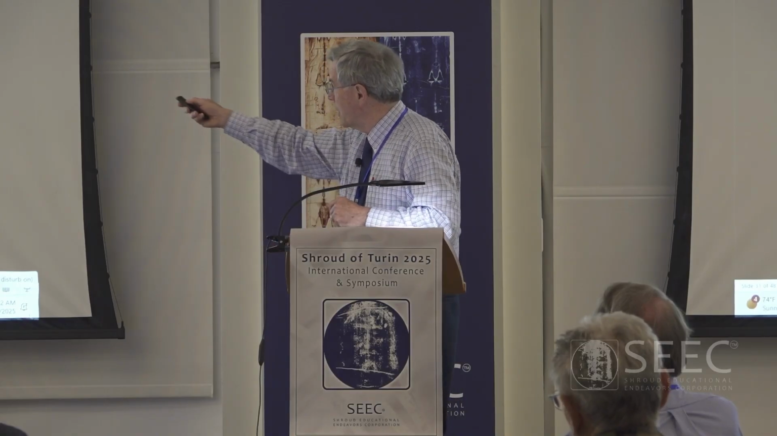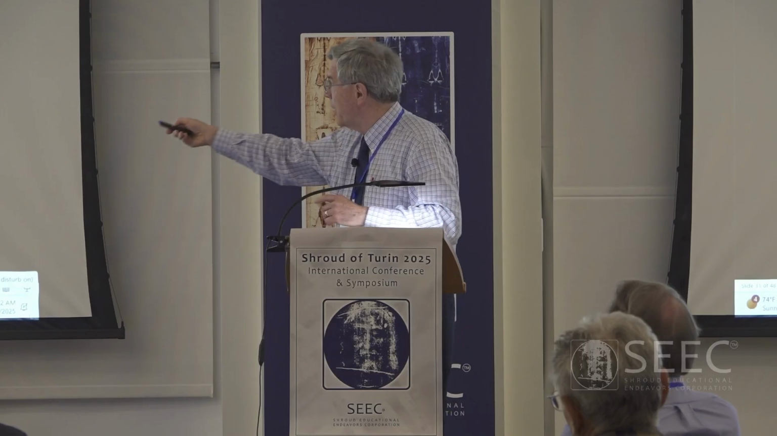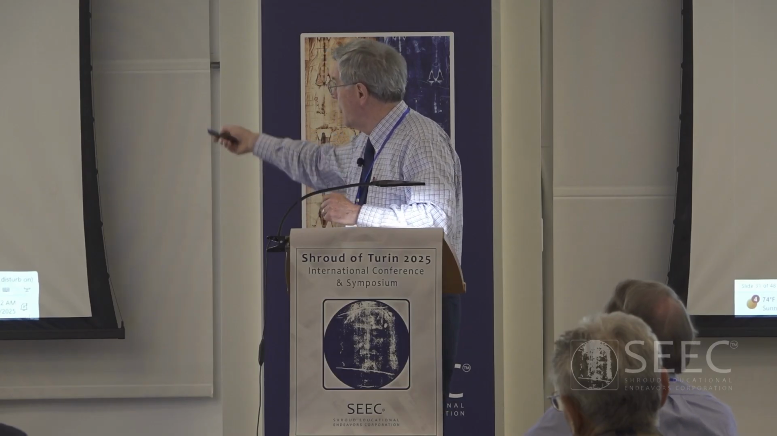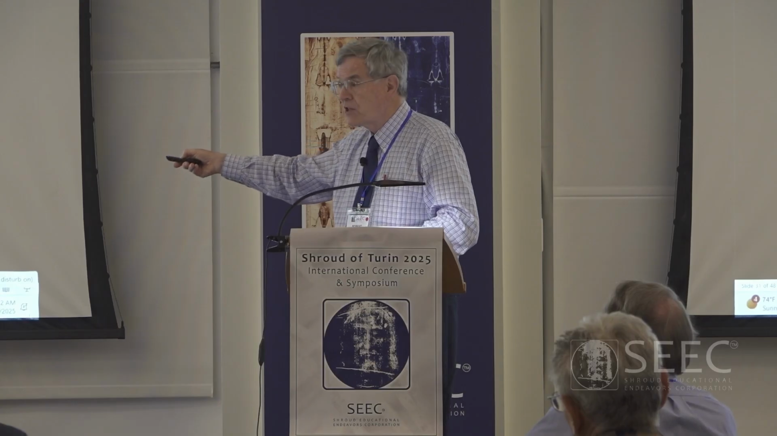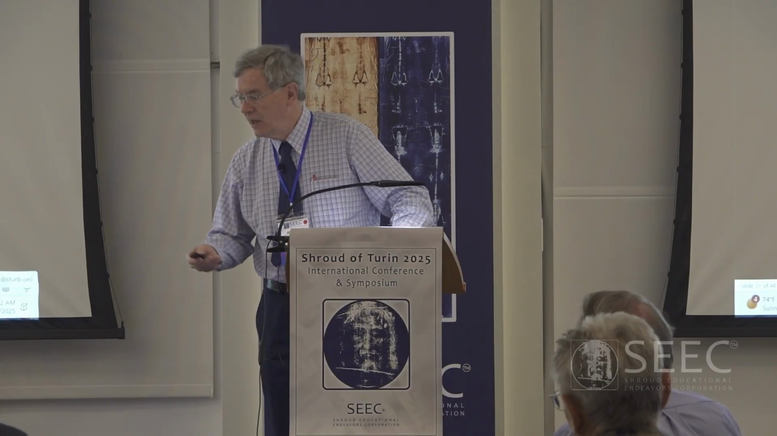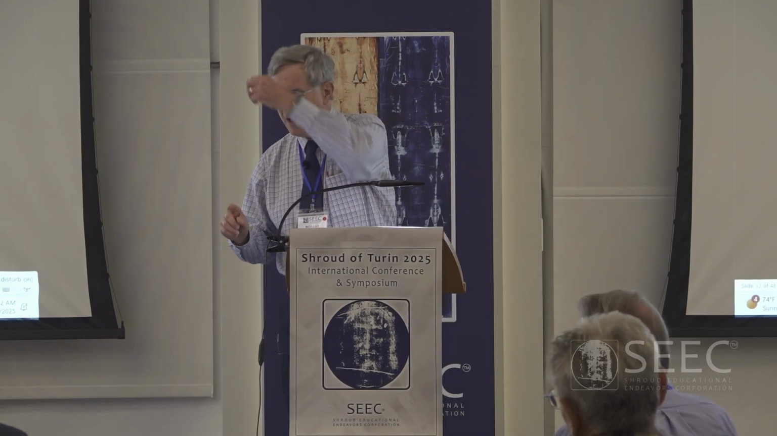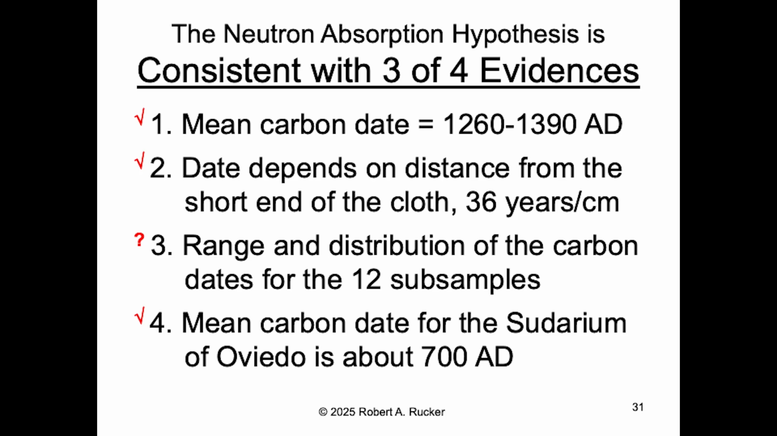This is the right side bench, and what is the about 18 inches? The back bench would have been up here, so this is the right side bench. And what was the value that the face cloth was dated to? About 700 AD, 3 different measurements, about 700 AD. And that's what my computer code tells me. Well, that tells me I'm doing something right. So in other words, with my computer code, I can obtain the correct mean carbon date. I can obtain the correct slope to the data. And number 4, I can get the right date for the face cloth.